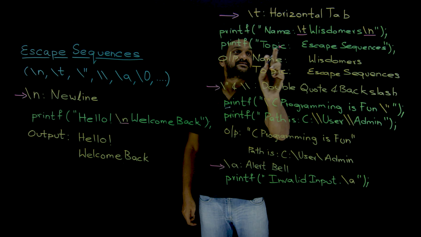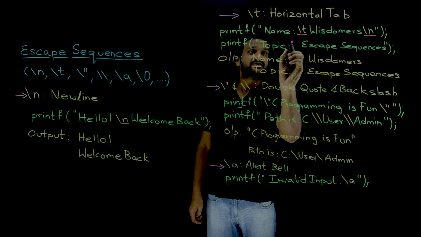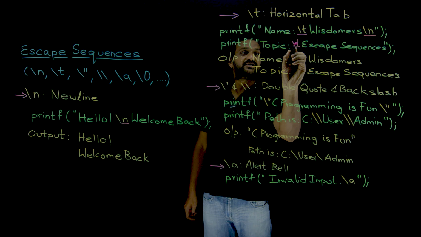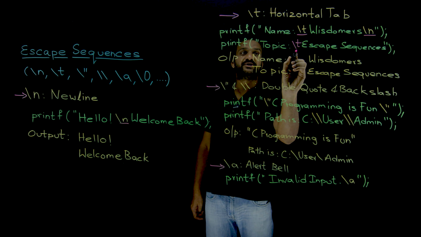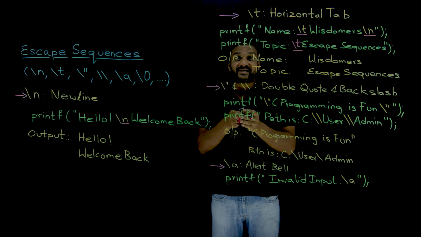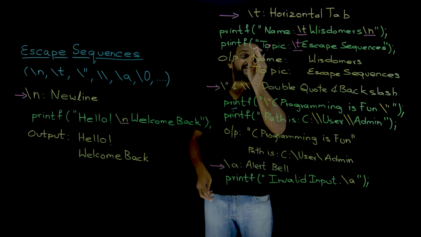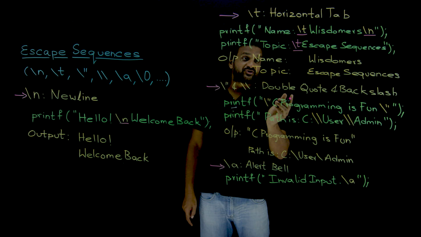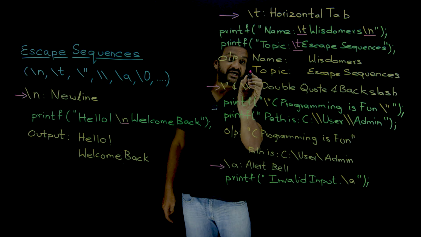Now in this, sorry, I forgot here. So a \t has been used here, and by using this \t, I am expecting a tab space. So let's see the output, how it is getting printed. This is how the output is getting printed.